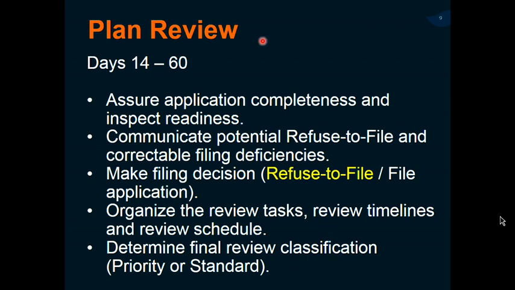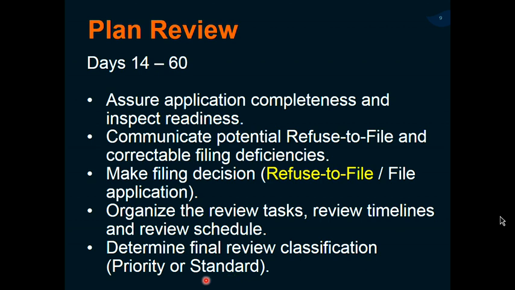In the second phase of plan review, FDA ensures that the application is complete and ready to inspect. And during that time, FDA also communicates any potential refuse to file deficiency and also correctable file deficiency with the sponsors. And about day 60, FDA makes a filing decision, such as refuse to file or accept the file applications. During that time, FDA also organizes the review tasks, timeline, and schedule, and determines the final review classification, whether it's going to be priority or standard.